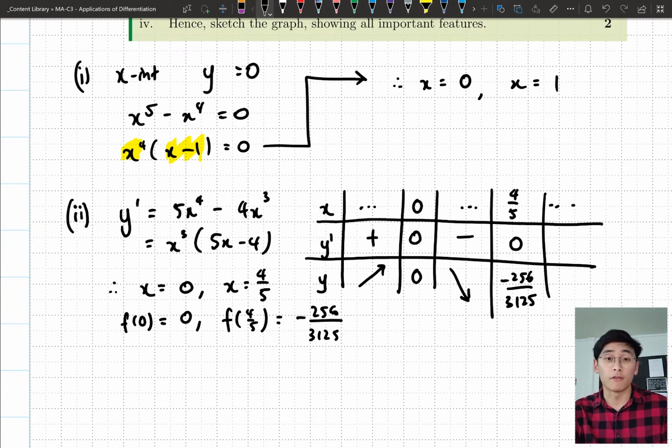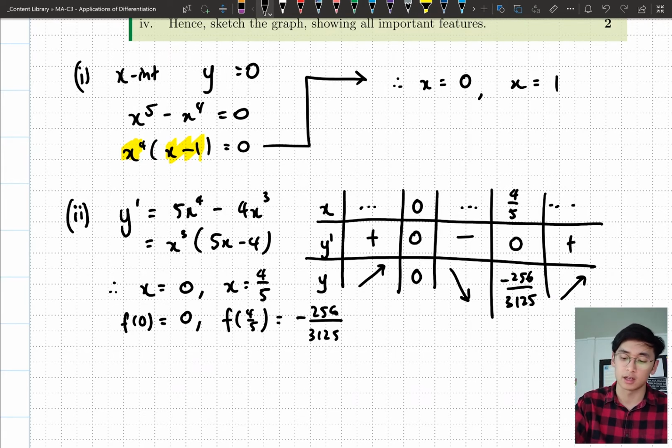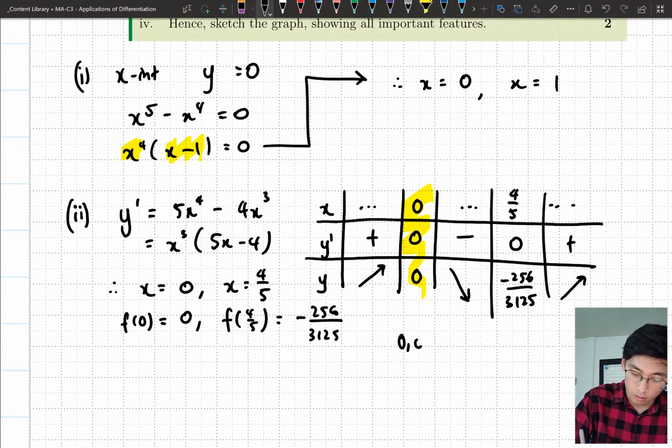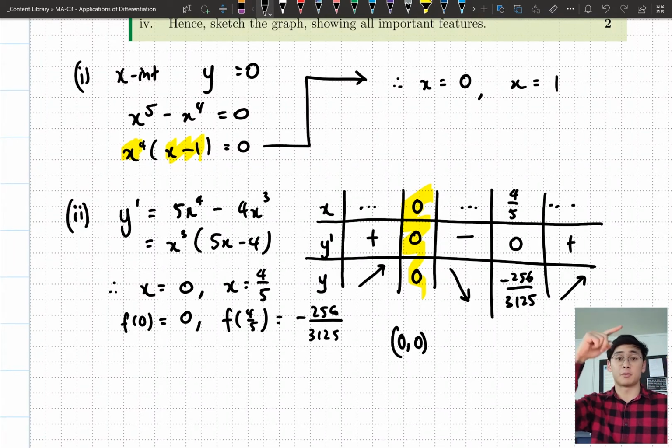Okay, on the other side of 4 over 5, let's pick a number. An easy one would be 1. So I sub in 1 into my first derivative. I get 1 times 1 times 5 minus 4, which is a positive once again. And so this side is going up again. Okay, we want to classify these stationary points. So my first one over here, 0, 0. What is it? We go up and then we go down. That's a local maximum.